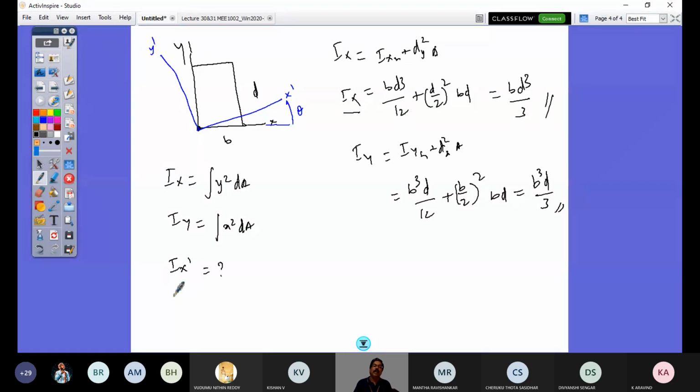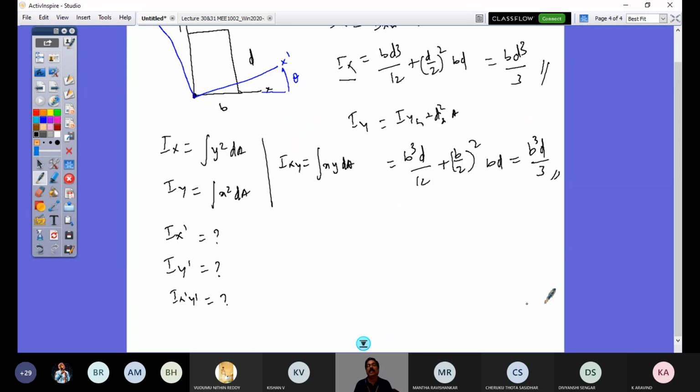But what is my Ix'y'? If I have my Ix'y' value and make it equal to 0, I would get an orientation of this axis set which would correspond to my principal axis. That is the idea. Now how do you find this Ix', Iy' and Ix'y' about the new axis set for the same rectangular section is what I'm going to explain to you.